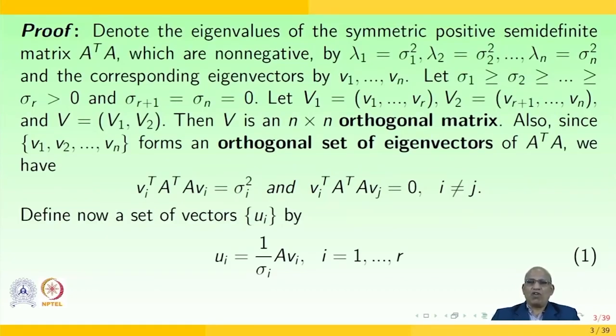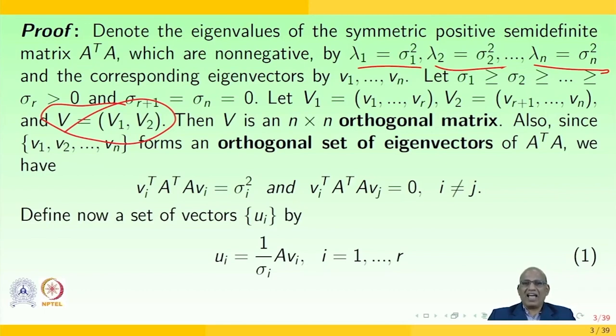Let us see quickly the proof of this theorem. Denote the eigenvalues of the symmetric positive definite matrix A transpose A, which are non-negative, as lambda 1 equal to sigma 1 square, lambda 2 equal to sigma 2 square, and so forth, lambda n equal to sigma n square, and the corresponding eigenvectors by v1, v2, v3, up to vn. Let sigma 1 be greater than or equal to sigma 2, and so on, and sigma r plus 1 equal to sigma n equal to zero. Let V1 be v1, v2, v3, up to vr, and V2 be vr plus 1, vr plus 2, up to vn. And let V be the set V1, V2. Then V is an n by n orthogonal matrix.